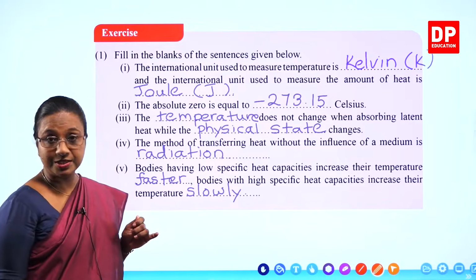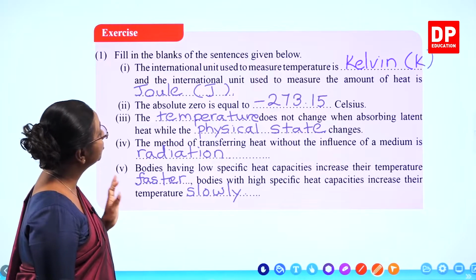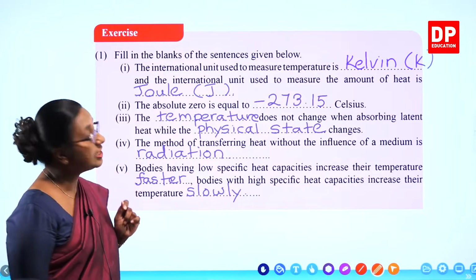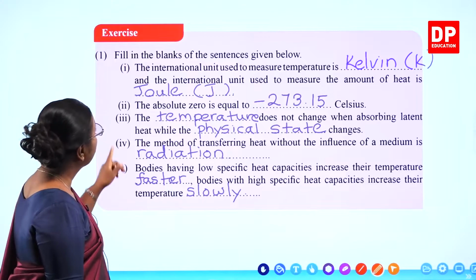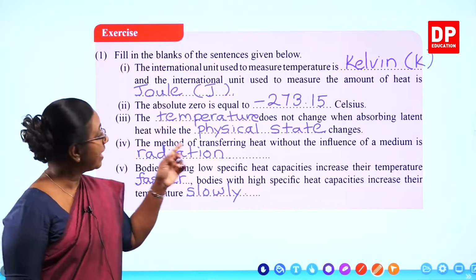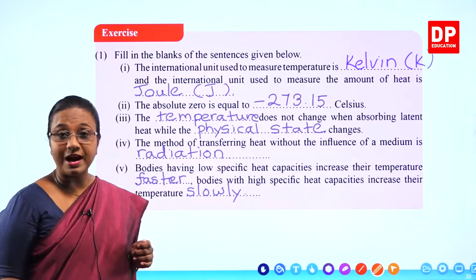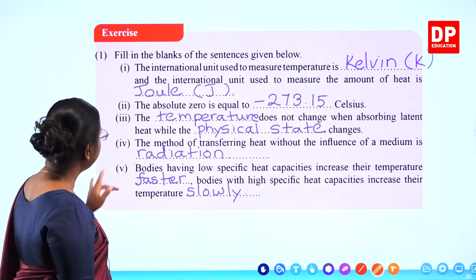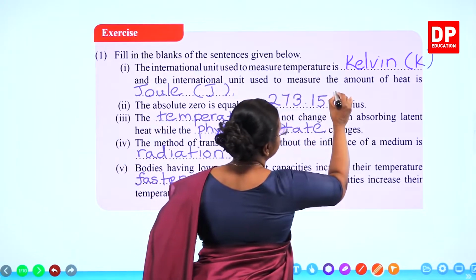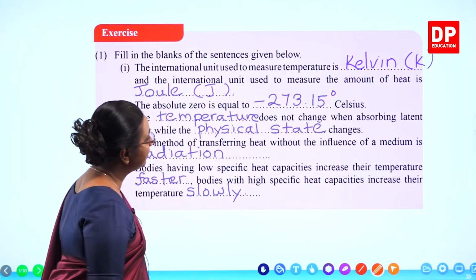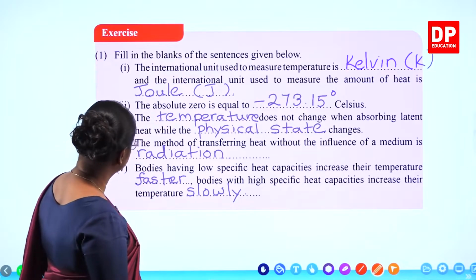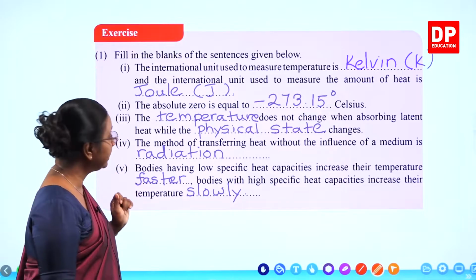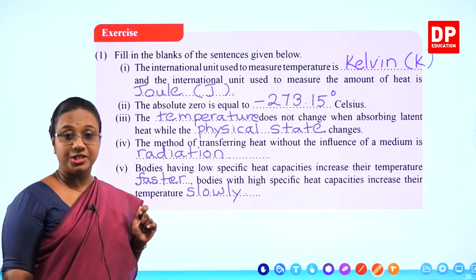If we go through the questions again, the international unit used to measure temperature is Kelvin, and the international unit used to measure the amount of heat is Joule. The absolute zero is equal to minus 273.15 degrees Celsius. Here it's given as Celsius, that is okay. Or else we can even write the degrees here. Minus 273.15 degrees Celsius. The temperature does not change when absorbing latent heat while the physical state changes.